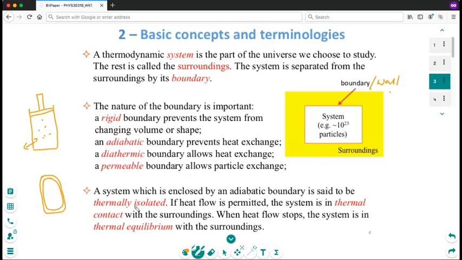Otherwise, if you allowed the heat to flow, this is called thermal contact. A good example of this would be a thermometer. If you put the thermometer on your forehead, it is in thermal contact, and when the heat stops flowing, you will reach thermal equilibrium. For this course, we will also have to talk about the notion of thermal contact later. How do you define the temperature? This is something that requires definition.